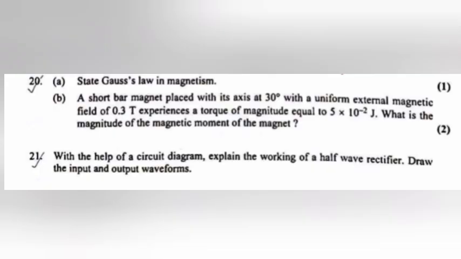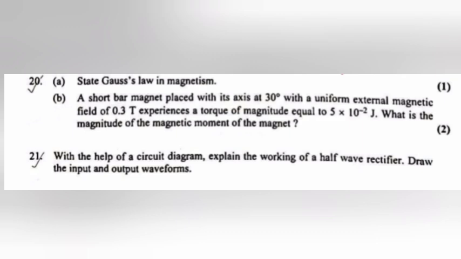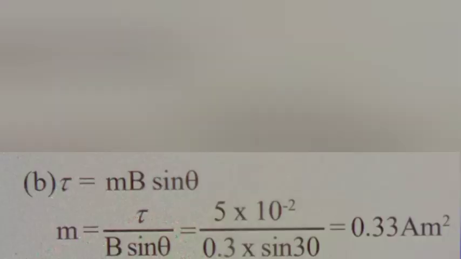20. A. State Gauss's law in magnetism. Answer. The net magnetic flux through any closed surface is 0. B. A short bar magnet placed with its axis at 30 degree with a uniform external magnetic field of 0.3 T experiences a torque of magnitude equal to 5 × 10^-2 joule. What is the magnitude of the magnetic moment of the magnet? Answer. Torque is equal to mB sin theta. m is equal to torque by B sin theta equal to 5 × 10^-2 divided by 0.3 × sin 30 equal to 0.33 A m^2.